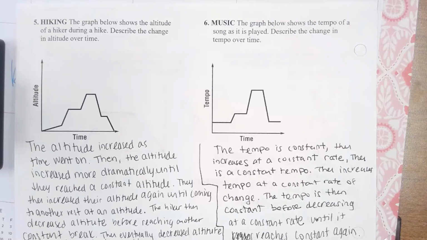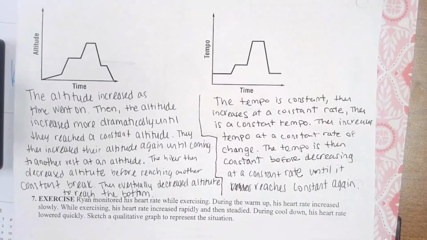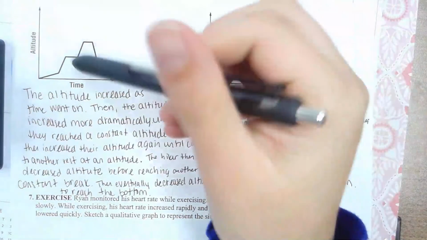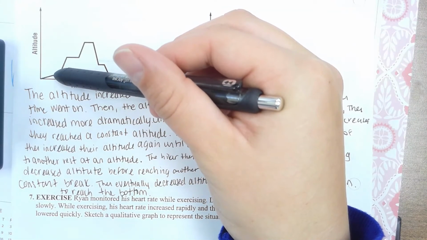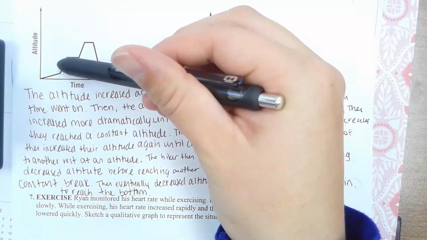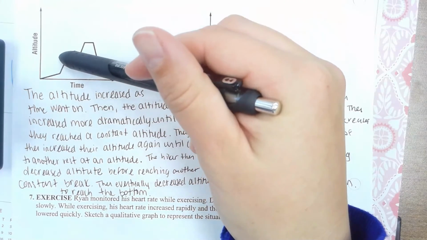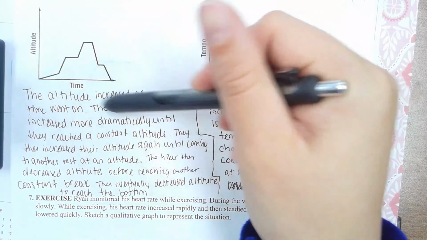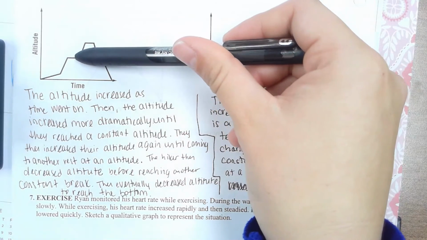Okay, so you guys should be done with 5 and 6. So look at number 5 here. Number 5 says the graph below shows the altitude of a hiker during a hike and describe the change in altitude over time. So what I wrote here was the altitude increased as time went on. So that was talking about this first part here. Then the altitude increased more dramatically, or you can even say at more of a constant rate of change, until they reached a constant altitude. So that talked about those first 3 steps here in our graph.